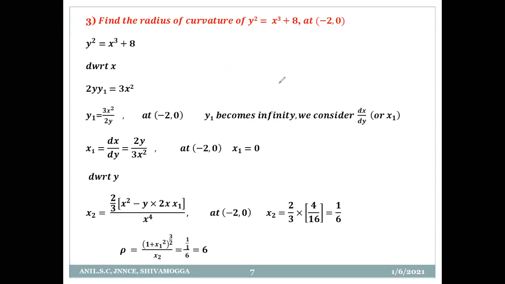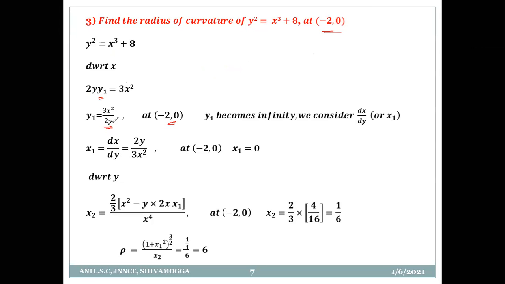Therefore, y1 is equal to 3x square divided by 2y. Here, we keep y1 as 3x square divided by 2y. This is the first order derivative, and these derivatives are required at a point where x is equal to minus 2 and y is equal to 0. Put x is equal to minus 2 and y is equal to 0.